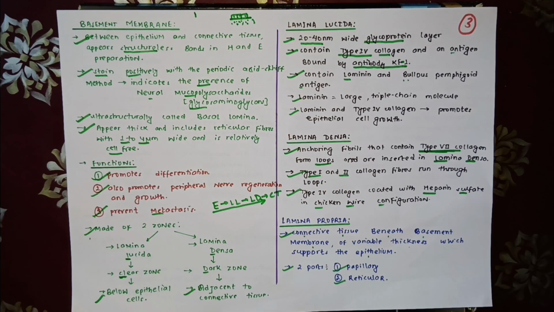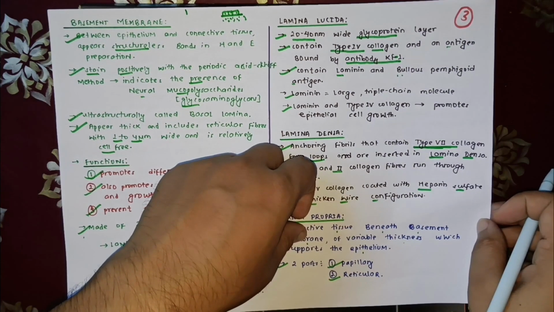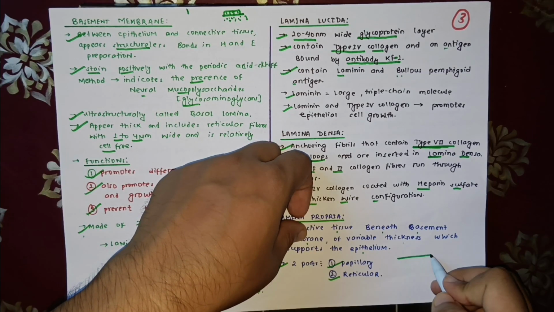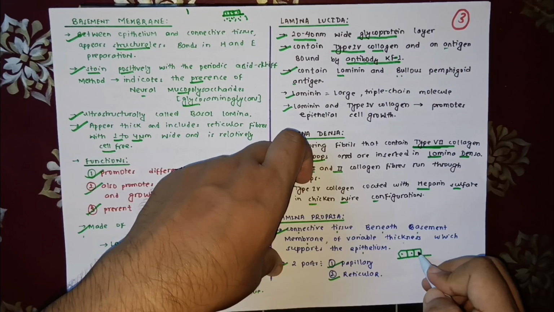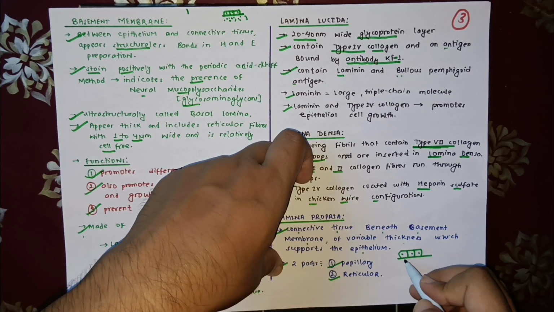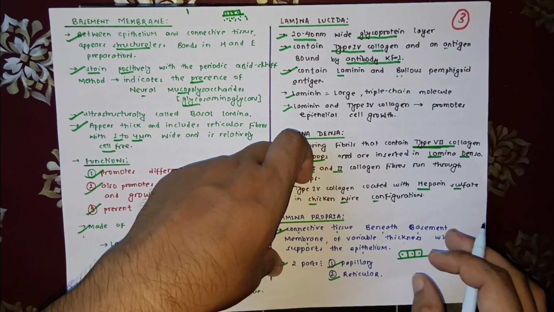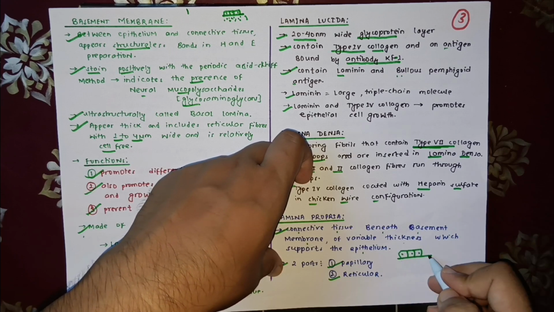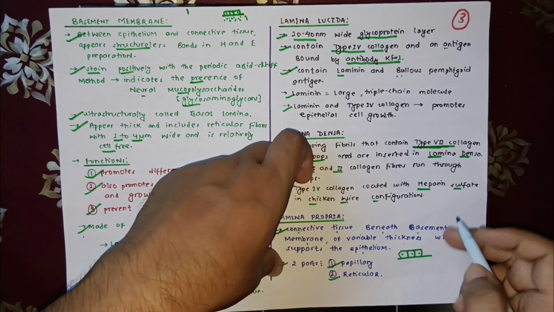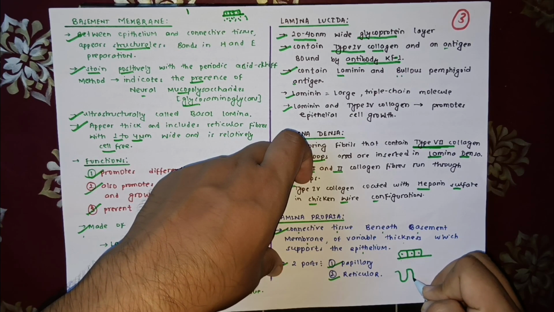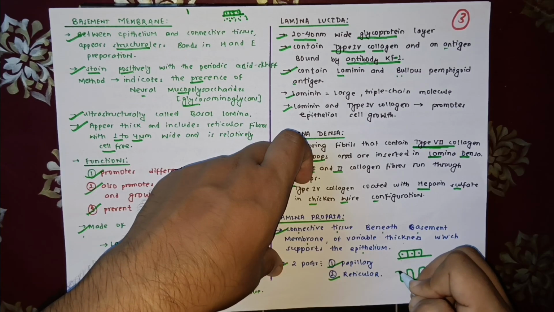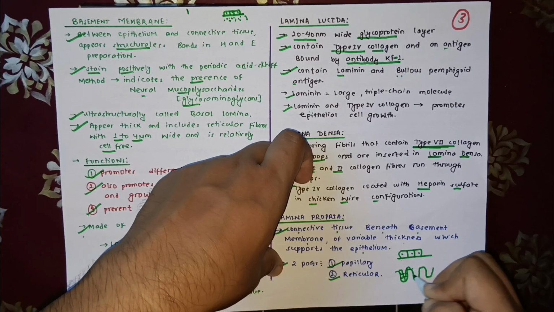About the papillary and reticular parts, I will draw a schematic diagram. Just think this is the basement membrane, and here there is the epithelium. Now below this basement membrane. This is just a schematic diagram, but when you see the picture, the basement membrane is not straight like this. There are ridges present, so we can see ridges like this, and we can see the epithelium in this manner here.